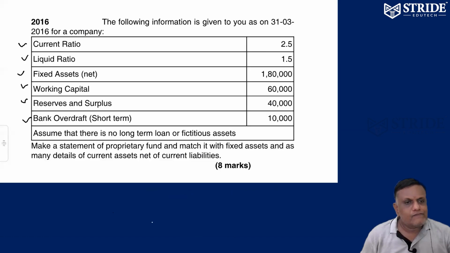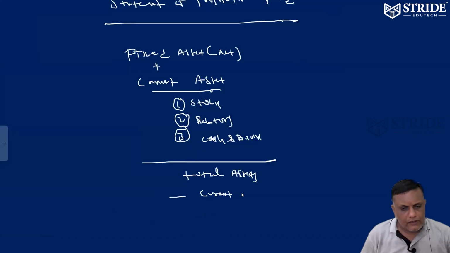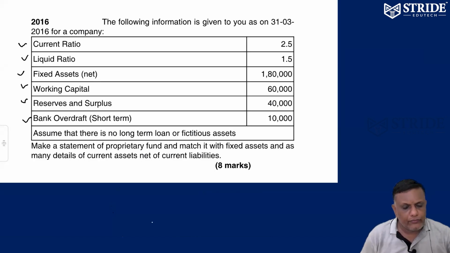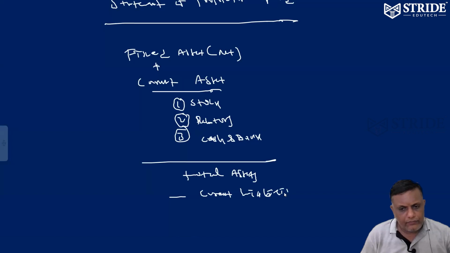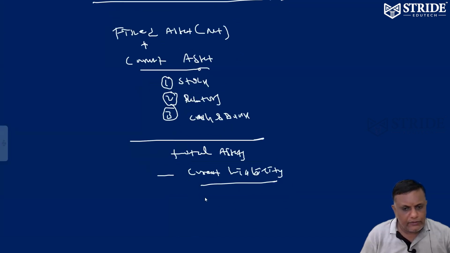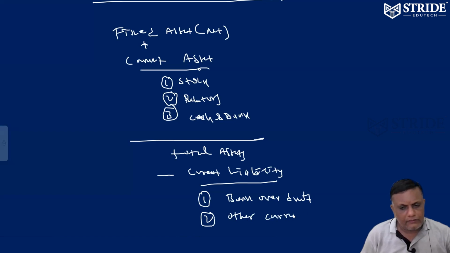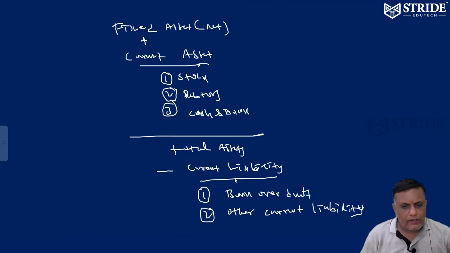Minus current liability is available. There is no long-term debt. They clearly told you there is no long-term loan. So minus current liability is there. If possible, segregate the current liability in terms of number 1, bank overdraft, number 2, other current liability or creditor.